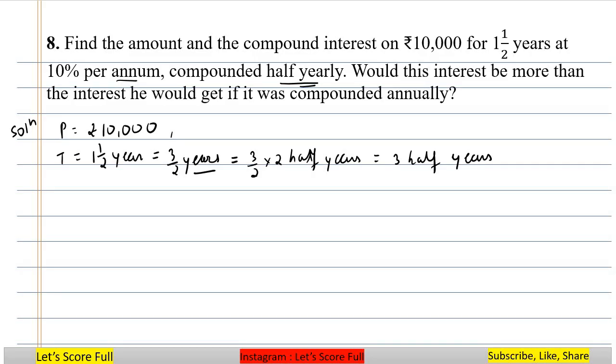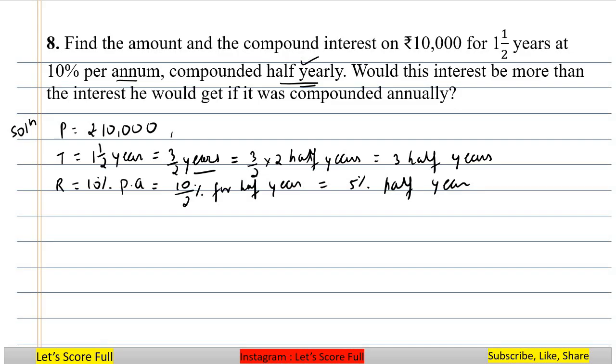We need to convert the time period into the number of compounding periods. The compounding period is half yearly, so we need to convert years into half years. Now the rate of interest they have given is 10%, but this is per annum, and we want it for half yearly. So if it is 10% for the year, for half year it is going to be 10/2%, that is 5% per half year.